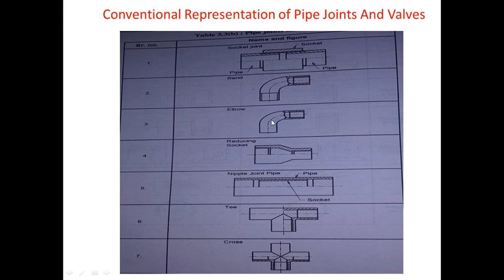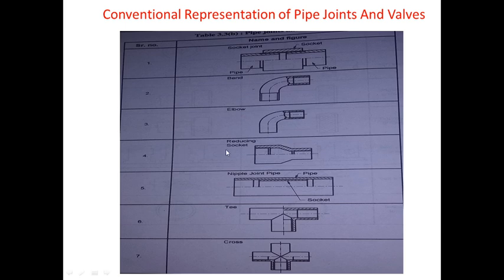Now, elbow. Elbows are used as well as bends. They are used to change the direction of the flow. If you are to change the direction of the flow by some angle, that is by 90 degrees or 45 degrees or 60 degrees, you can use bends and elbows. A bend is an integral part of a pipe, but an elbow is not an integral part. It is an external part which is fitted on a pipe.